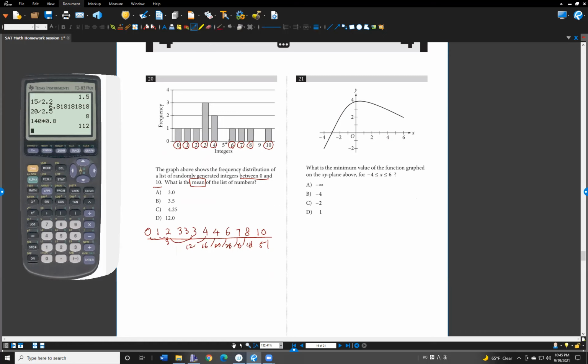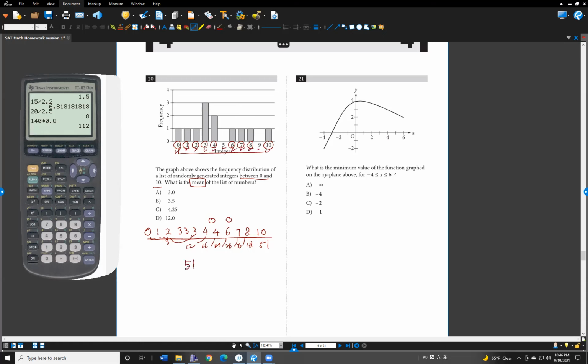Actually, we count this one, okay? 5 is what? Nothing. 0 over here. So we need another 0 over here. 8 is nothing, another 0 over here, okay? We're going to count all the numbers from 0 to 10. How many numbers? 1, 2, 3, 4, 5, 6, 7, 8, 9, 10, 11 numbers there.